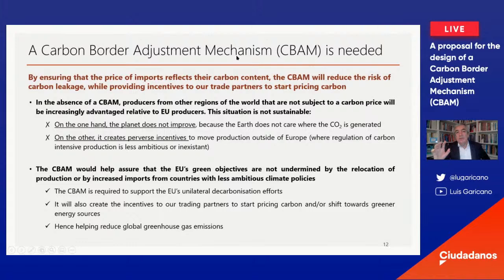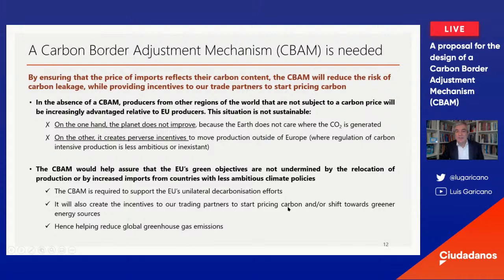So what is a CBAM? Think of the name. Carbon Border Adjustment Mechanism. It's a mechanism on the border. So we have a border, somebody's importing into the EU, and we say we're going to adjust the price of your goods according to how much carbon they have. It's like if the CO2 that people inside the union are paying a permit for, people outside the union need to also pay. Without the carbon border adjustment mechanism, the planet does not improve and production is moved out. With it, we're going to have other countries also interested in pricing carbon and ensuring that they also reduce greenhouse gases.